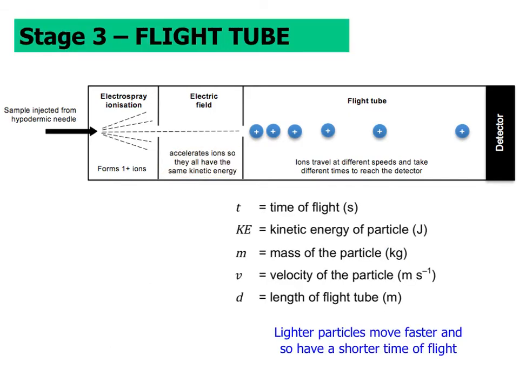So once the particles have been accelerated and they now all have the same kinetic energy, they then pass through something called the flight tube.